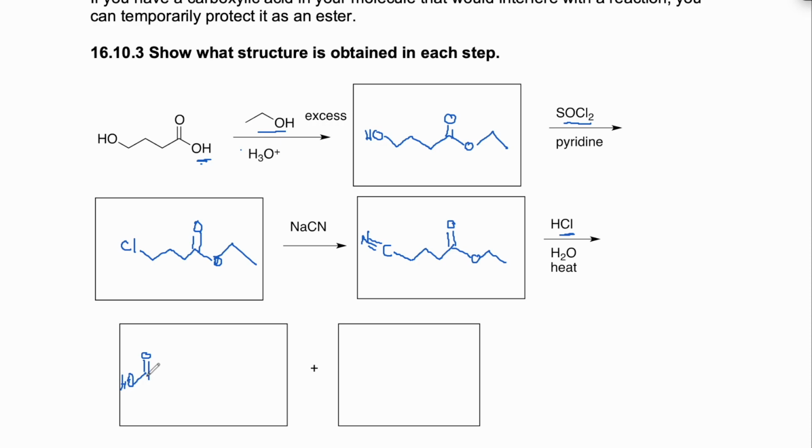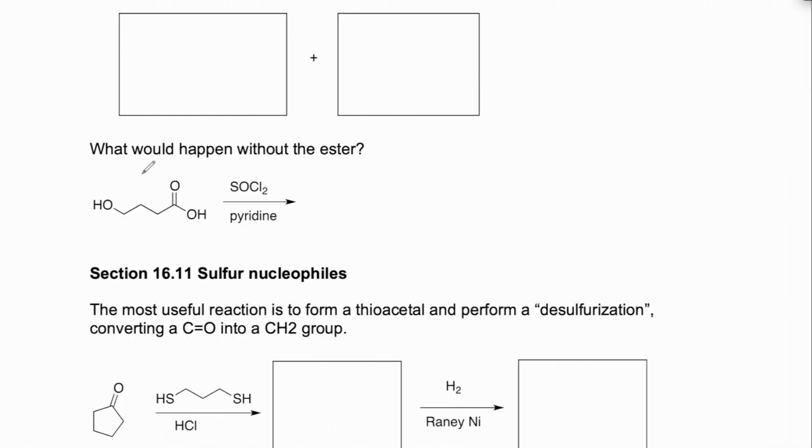So the carboxylic acid, 2, 3, 4. And then we have this also as the carboxylic acid. There we go. And then when it hydrolyzes that ester, it will release some ethanol as well. What would happen without the ester?